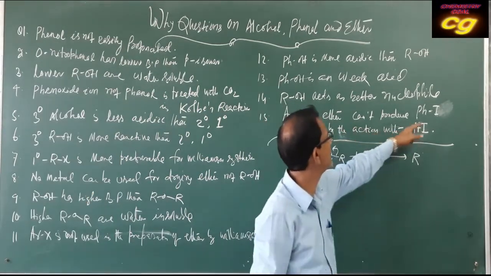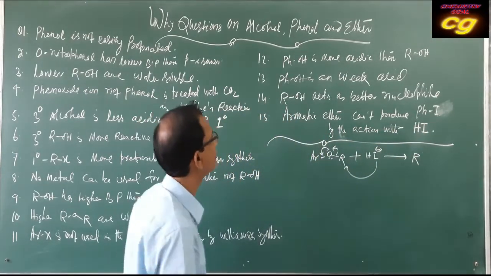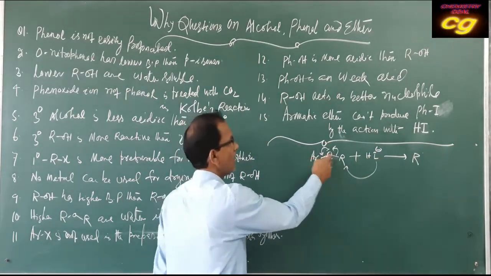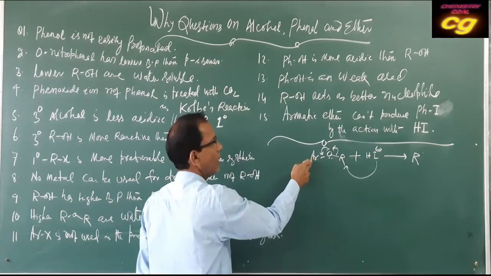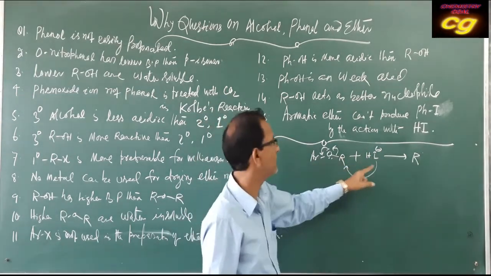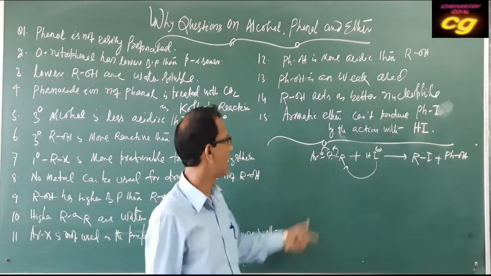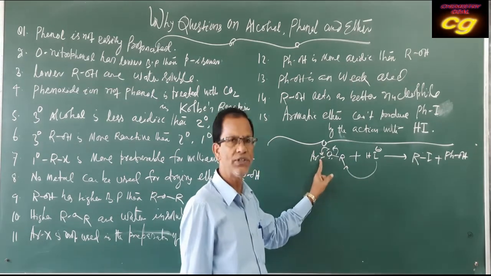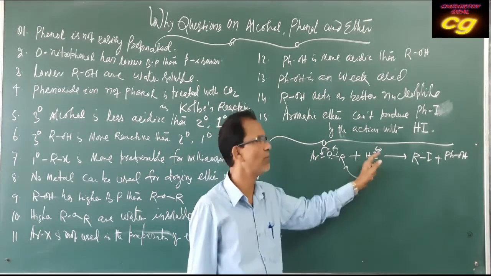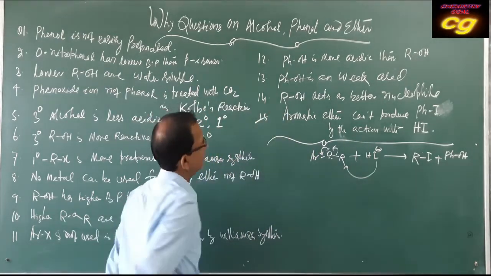Aromatic ether cannot produce PhI by the action of HI. That means haloarene cannot be prepared, because I minus cannot attack the Ar. Rather, I minus attacks R, forming RI, then phenol. Because in aromatic ether the Ar-O bond has double bond character, it cannot be hydrolyzed or substituted by I minus due to double bond character. This is the answer.